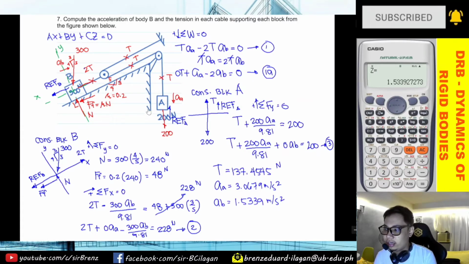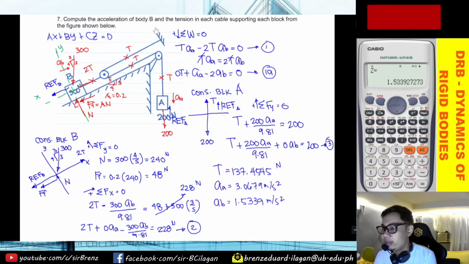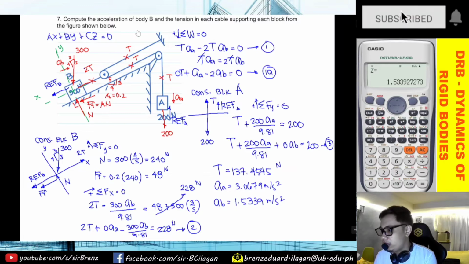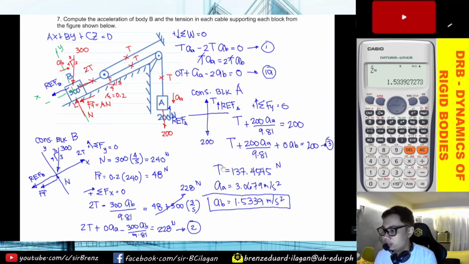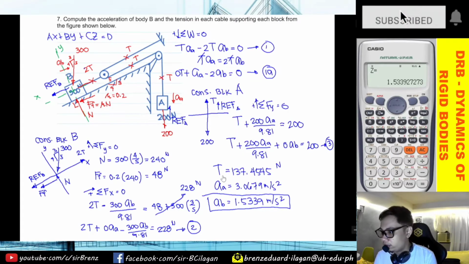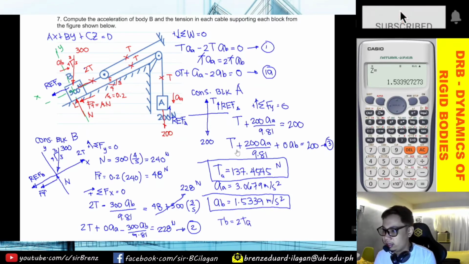Ibig sabihin, tama yung direction natin, na yung block A mo is yung bababa, and block B is yung tataas natin. So ano bang hinahanap sa problem? Compute the acceleration of body B. So ito yung answer natin for acceleration for body B. And then, I think tension yata yung hinahanap sa isa. And the tension in each cable. So guys, itong tension na to, ito yung tension for block A. And to solve for the tension in block B, so ano ba yung tension natin dito? Di ba sabi 2T yan? Or the tension in B is just equals to twice ng tension at A, or the tension T. So i-multiply lang natin siya ng 2.